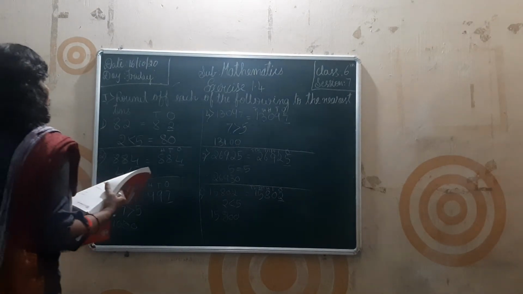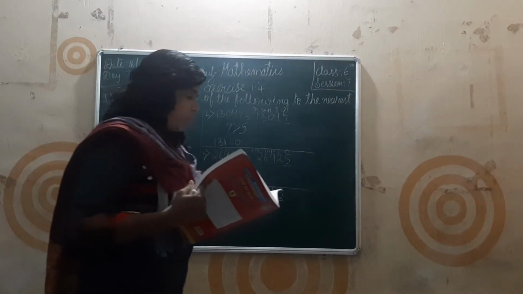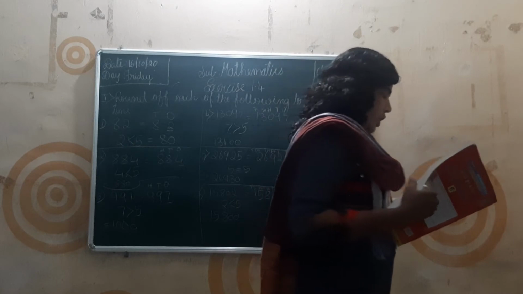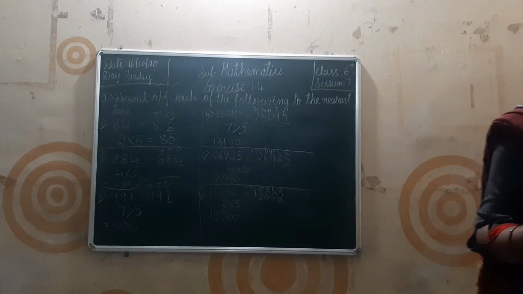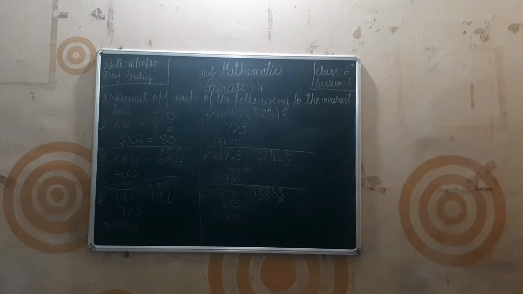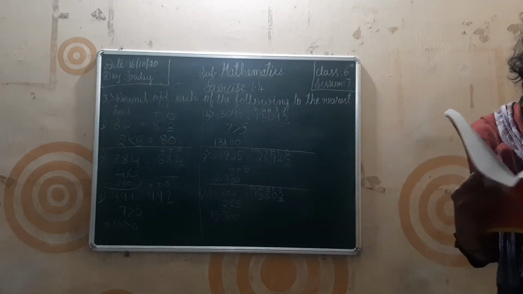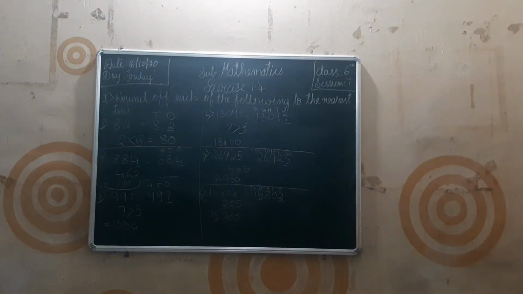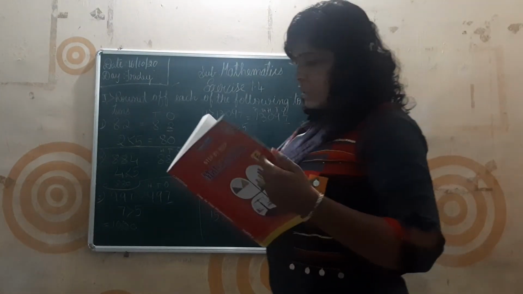Rounding off each of the following to the nearest tens. Next, go for the second Roman number, rounding off each of the following numbers to the nearest hundreds. While rounding off to the nearest hundreds, we have to look at the tens place. In rounding off to the tens place, we have to look at the ones place. Children, write down the heading, rounding off each of the following numbers to the nearest hundreds.